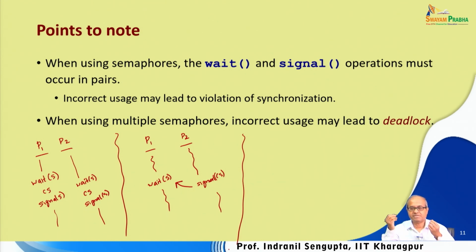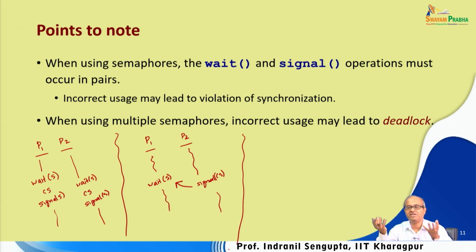But let us see here, what I am trying to say is that if this matching wait and signal are not there, by mistake instead of signal you have written wait, or instead of wait you have written signal, then the behavior of the processes will become wrong. Either two processes will be entering the critical section, or a process will be waiting indefinitely, something like that will happen. You take another scenario.